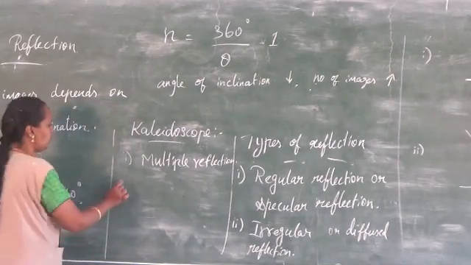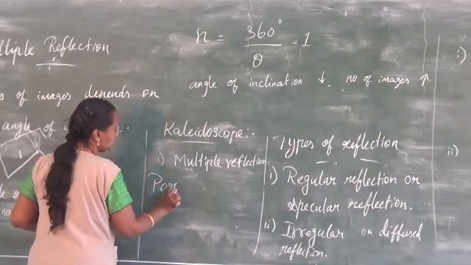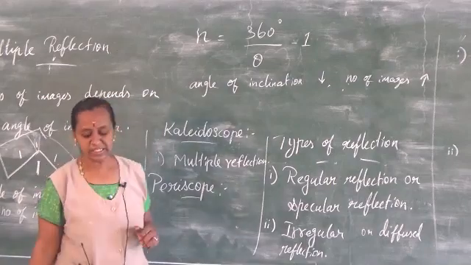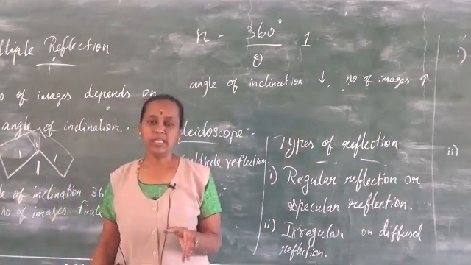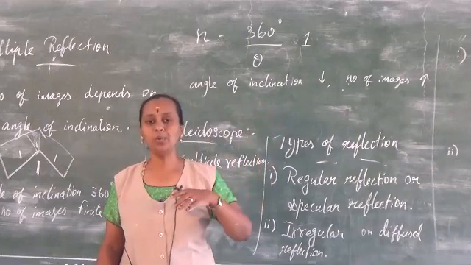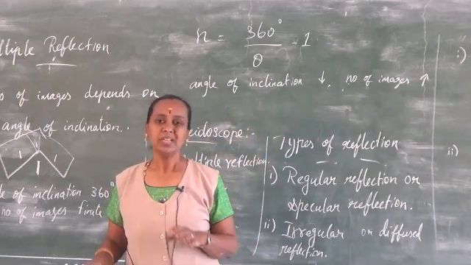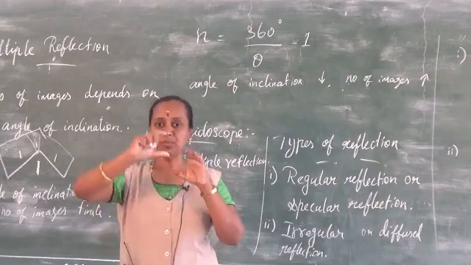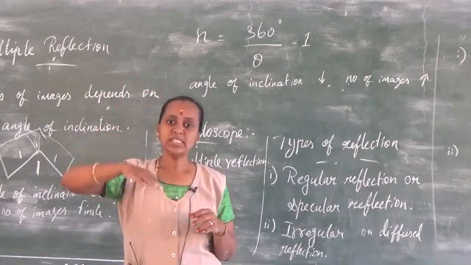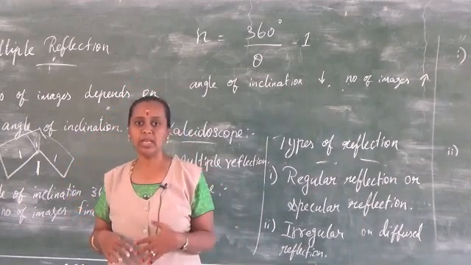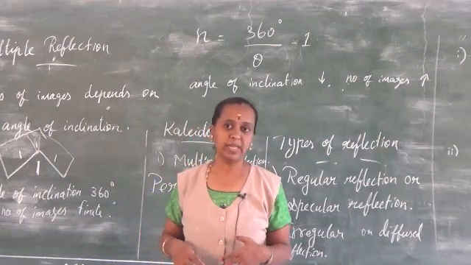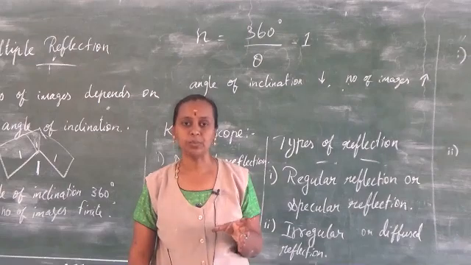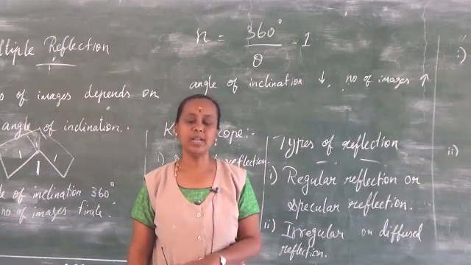The next instrument we are going to learn is the periscope. A periscope is an instrument used for viewing bodies or ships which are above or around other bodies or submarines. You can see in submarines they use something to view what is happening at the top. You know what submarines are? The ships which are under the water level, under the sea level, are called submarines. There they use an instrument, not a telescope, called a periscope.